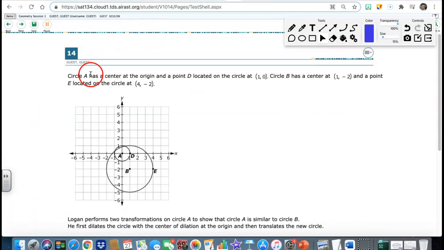Let's get to the next, 14. Let's read the problem. As always, read the problem, the questions, all the information. Circle A has a center at the origin, A, center at the origin, and a point D located at 1, 0. This is D. That means from A to D, that's my radius, which is 1, the little one. Circle B has a center at 1, negative 2. B, that's the center. And a point E located at 4, negative 2. And this is a point on circle B, and the radius is 1, 2, 3. Got it. Little one, radius 1, big one, radius 3.